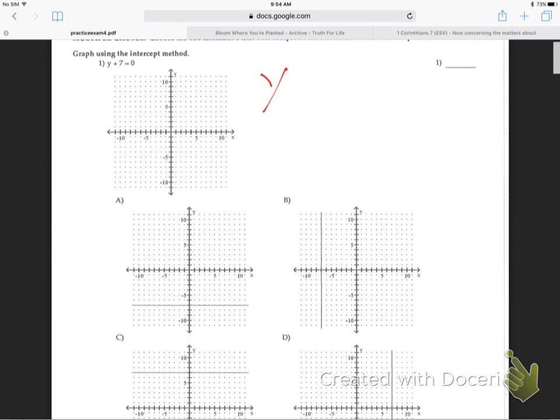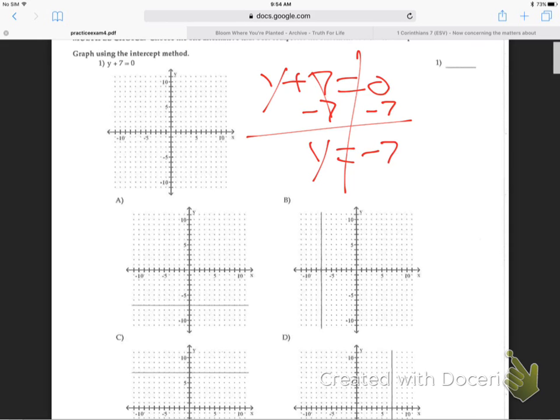All right. So y plus 7 equals 0. What are we supposed to do when we graph, always? Y alone. Did you forget that one? Okay. So y alone. What does it take to get y alone? Minus 7. So y equals minus 7. As soon as you got that, you know which one it is. It's the one that hits the y-axis at minus 7, which is A, isn't it?